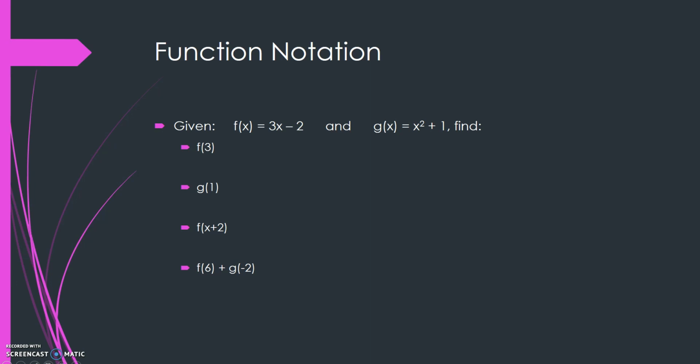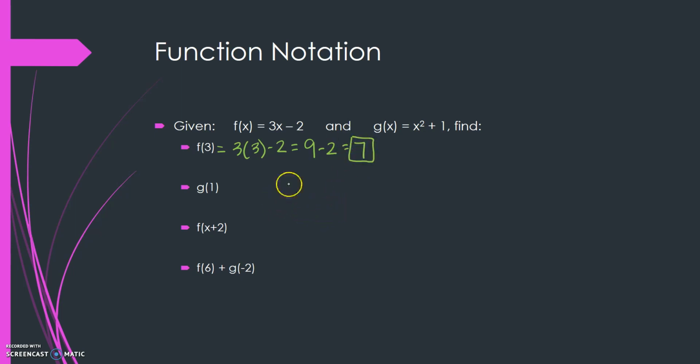Okay, so the first example, we want to find f of 3. The only difference between f of 3 and f of x is now instead of x, I have a 3, which means I'm going to go in my equation, and instead of x, I'm going to put a 3. So f of 3 becomes 3 times 3 minus 2. Well, 3 times 3 is 9, and 9 minus 2 is 7. So f of 3 equals 7.